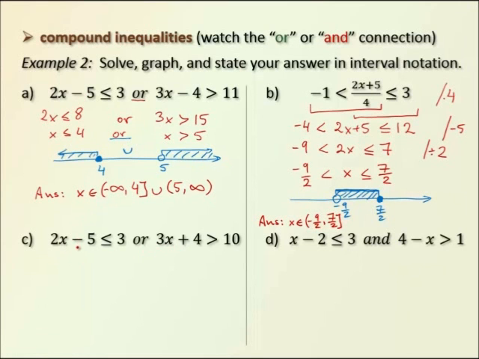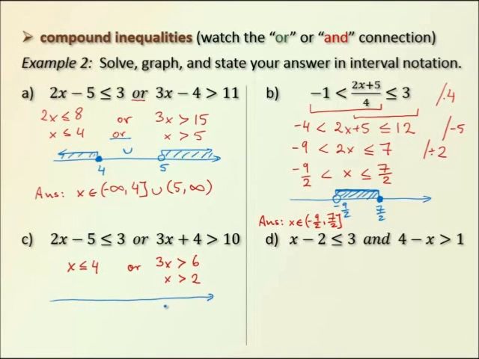The first inequality, as you see, is exactly the same as in example A. So when you solve this inequality, you end up with x smaller or equal to 4. The second inequality is a tiny bit different, so let's solve it. 3x is bigger than 6. Divide by 3, therefore x is bigger than 2. So what we have is x is smaller or equal to 4 and bigger than 2. Let's graph it on the number line.